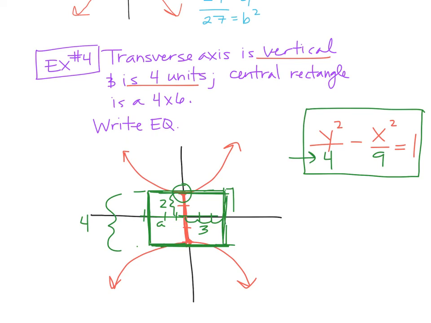Okay? So just remember symmetry here. If it tells you 4 by 6, you're actually going 2 in every direction and 3, or 2 up and down and 3 left and right for that one. And that is it.